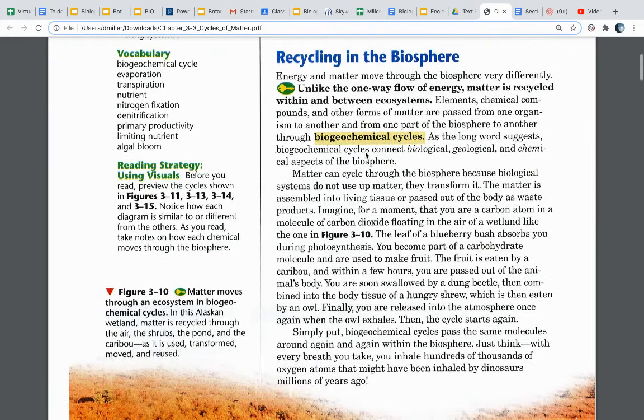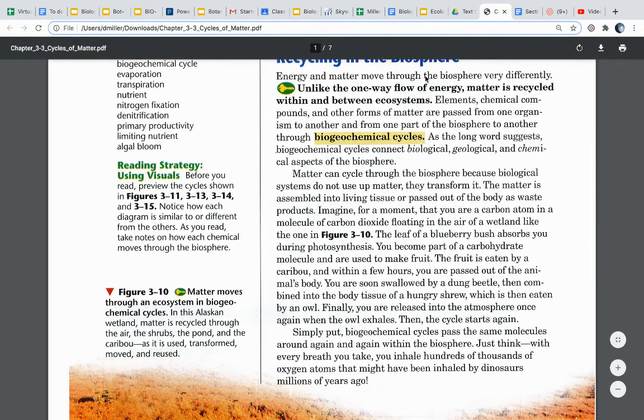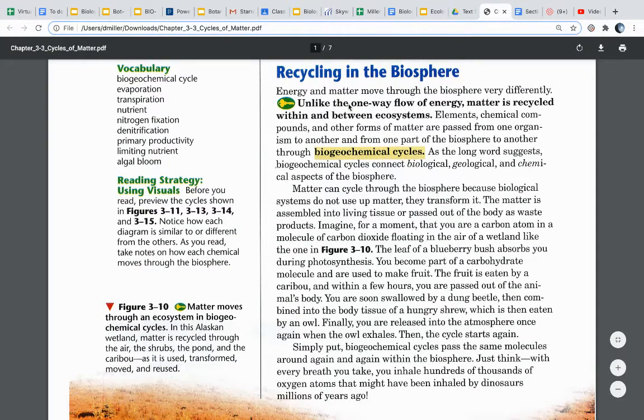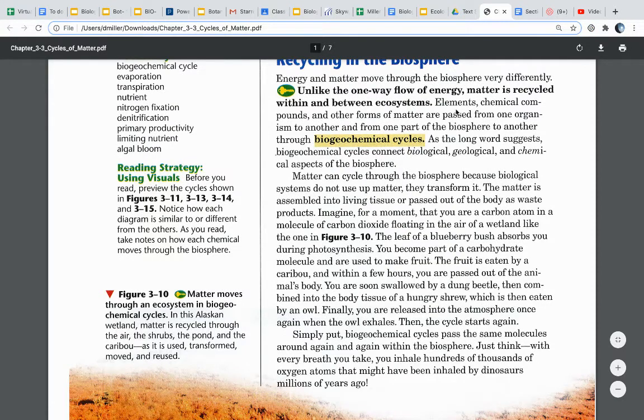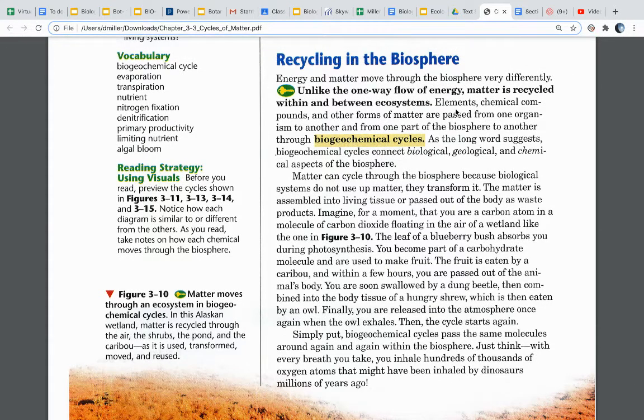Recycling in the biosphere. Energy and matter move through the biosphere very differently. Unlike the one-way flow of energy, matter is recycled within and between ecosystems. Elements, chemical compounds, and other forms of matter are passed from one organism to another and from one part of the biosphere to another through biogeochemical cycles. As the long word suggests, biogeochemical cycles connect biological, geological, and chemical aspects of the biosphere.